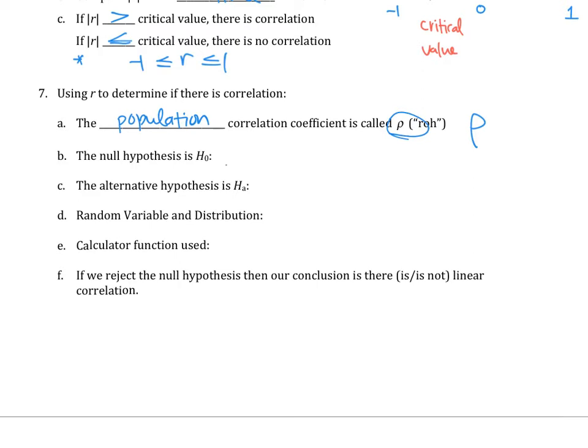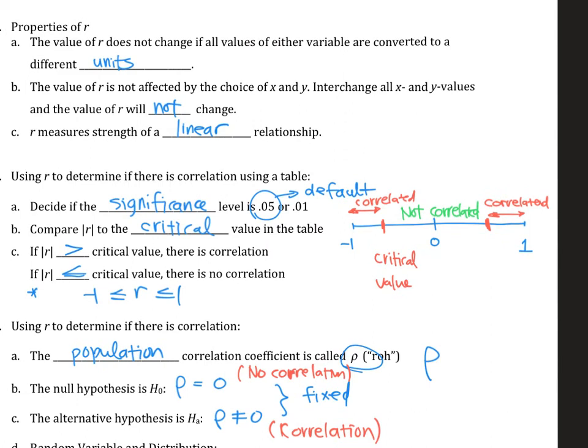The null hypothesis is always going to be rho is equal to 0, and the alternative hypothesis is going to be rho is not equal to 0. So these are basically fixed, which means for every hypothesis test for linear correlation, H0 and HA are always like this. H0: rho is equal to 0. This means no correlation. Not 0 means there is correlation. This is kind of like what I talked about in the graph. If your correlation coefficient is close to 0, it is not correlated. If it's not close to 0, meaning close to -1 or 1, it is correlated.